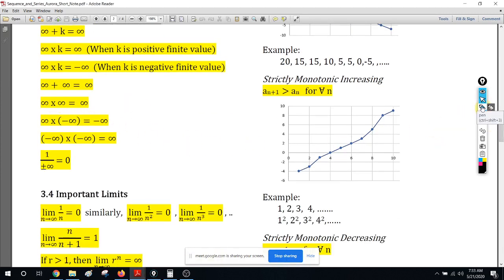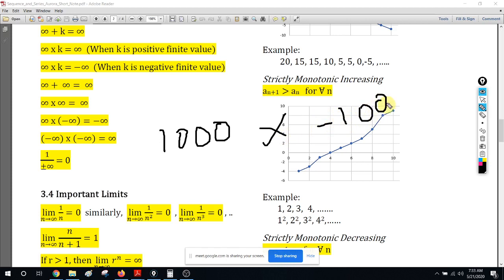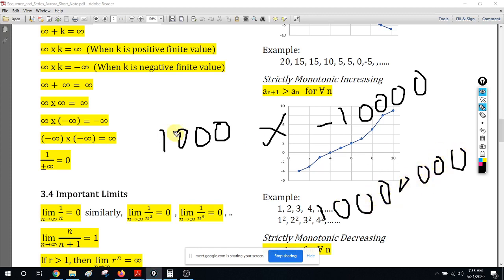If you are not sure, you can just take an example. Assume this is a very large number, and you multiply it by a very large negative number. What you get is again a very large number, but because a positive value multiplied by a negative value is negative, the answer is a very large negative number. Similarly, if both are very large negative numbers, what I get is a very large positive number.